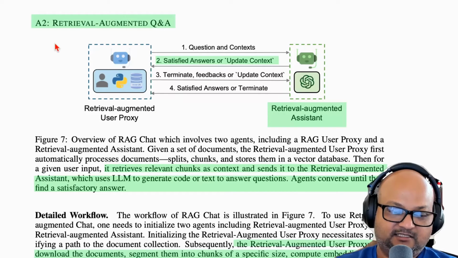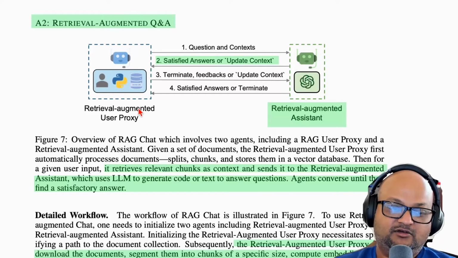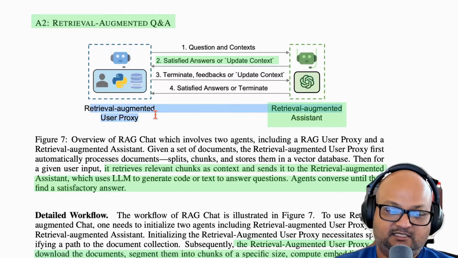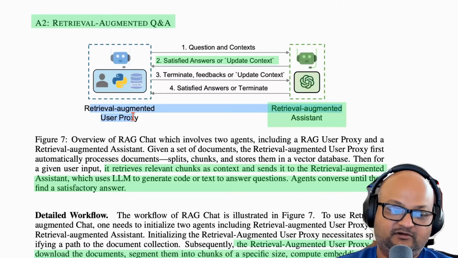Let's look at a second example. This one is Retrieval Augmented question and answers. And this is again a two-agent setup where the first agent is a standard RAG agent in that you're asking questions about a corpus, and this first agent has broken it up into chunks and done a vector embedding and all the standard stuff you do for RAG.